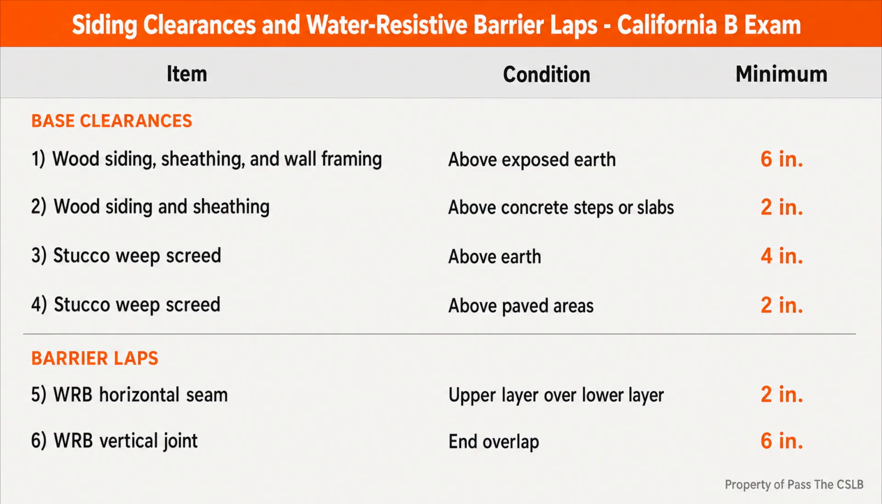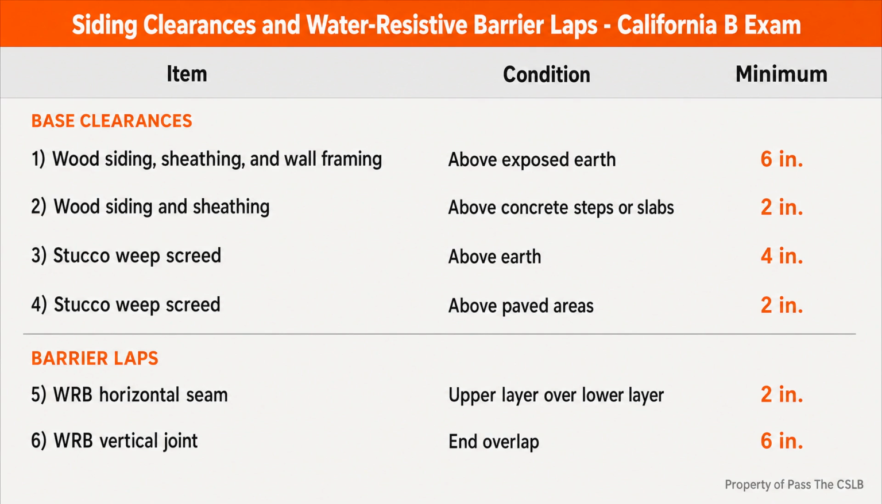Now I want to separate wood clearance from stucco clearance, because those two are easy to blend together under pressure. For wood siding, wood sheathing, and exterior wall framing, the minimum clearance above exposed earth is 6 inches. Above concrete steps, porch slabs, patio slabs, and similar horizontal surfaces exposed to weather, the minimum is 2 inches. The field supervision point is to check the finished condition, not only the rough condition. A measurement that works before paving, soil, mulch, or a planter is installed may disappear after the surrounding work is complete.